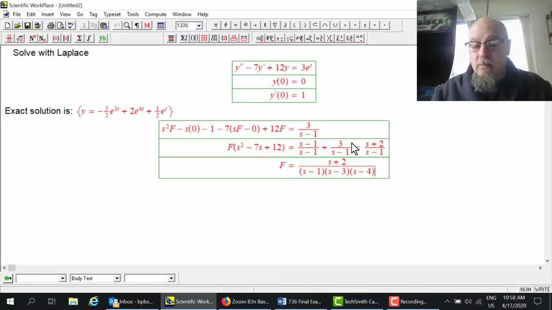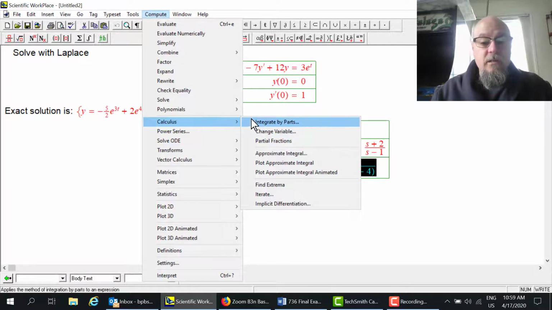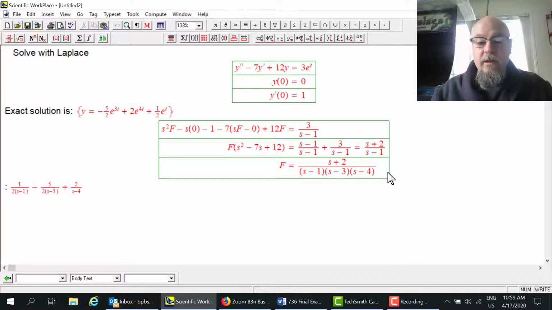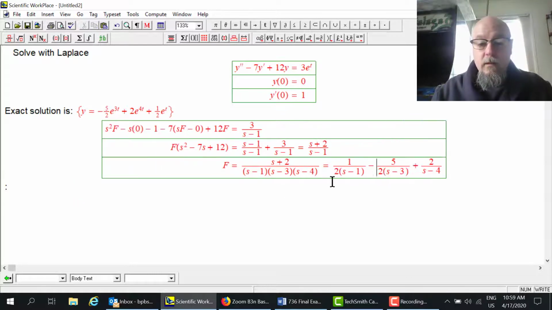Okay, so now I've solved for f, and I can see the pieces here. If I do partial fractions and break this up, there's going to be some number over s minus 1. I know what that number is going to be. It's going to be a half. Some number over s minus 3, I know that number is going to be minus 5 over 2. Some number over s minus 4, that number is going to be a 2. So let's break this up into partial fractions. Now I'm just asking the machine to break it up. I never like the way it does that, but anyway. I would write that as a half over s minus 1, but we knew what the pieces were because we already had the answer here.